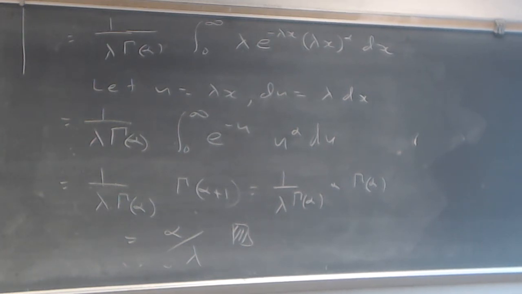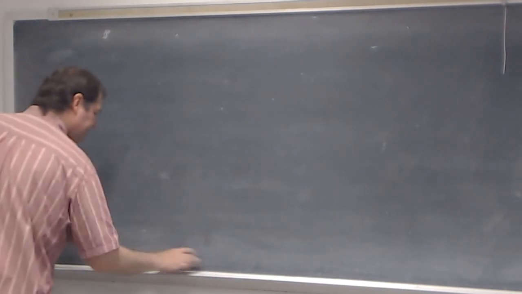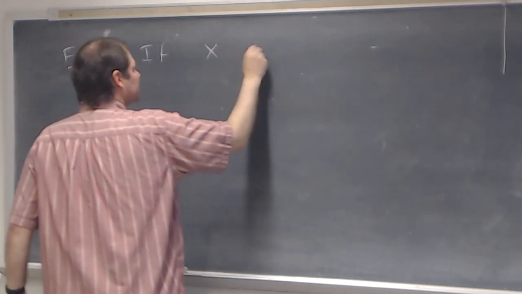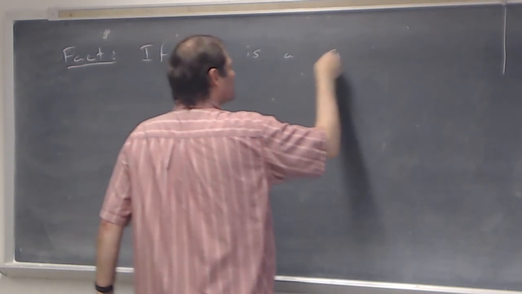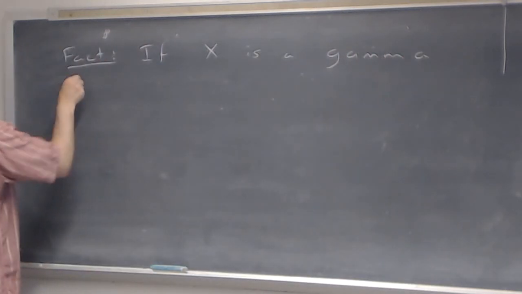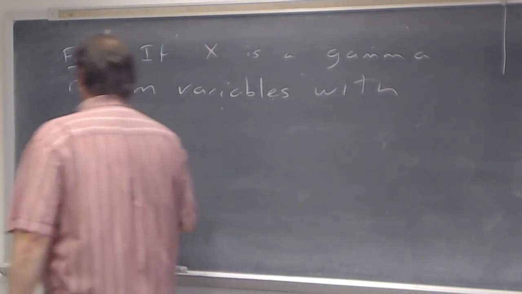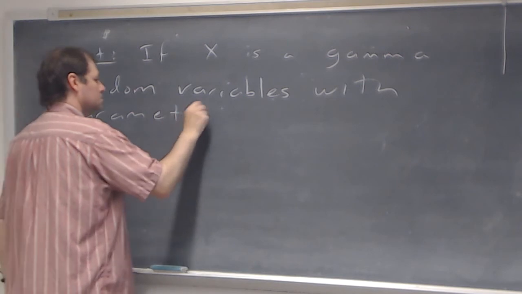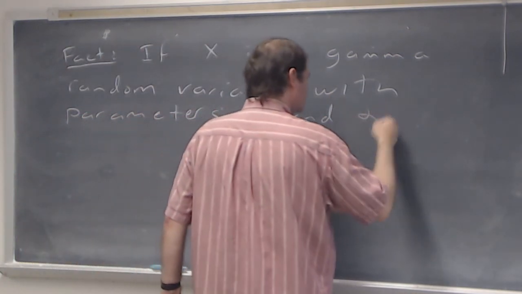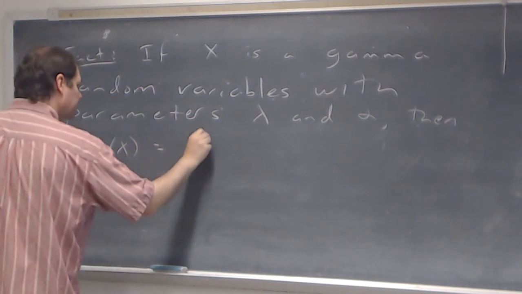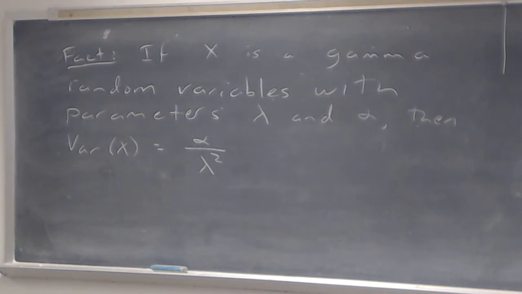Next thing we'll do is the variance. Here's a fact about it. If x is a gamma random variable with parameters lambda and alpha, then the variance of x is equal to alpha over lambda squared. Okay, let's start working on the proof.